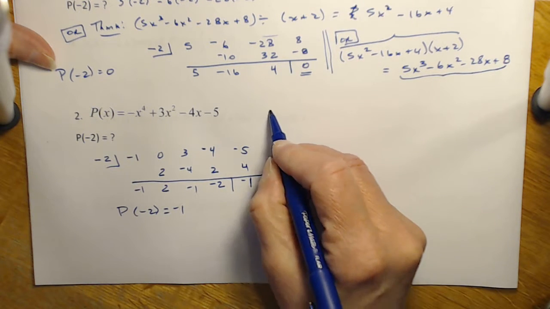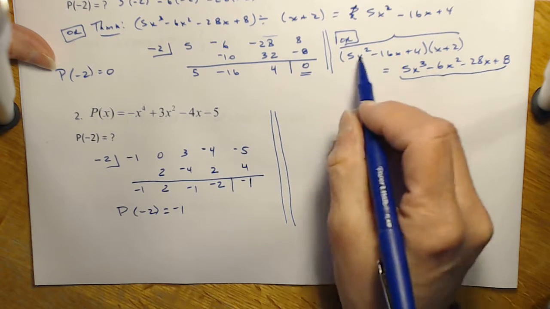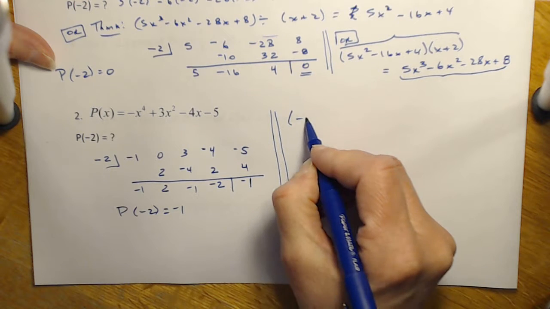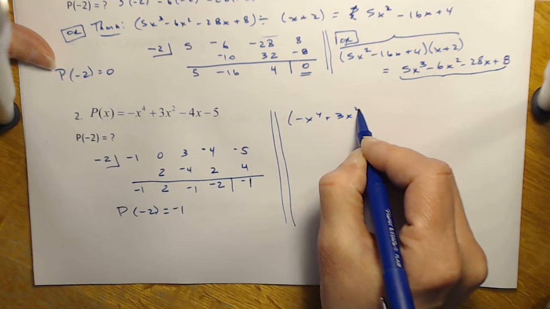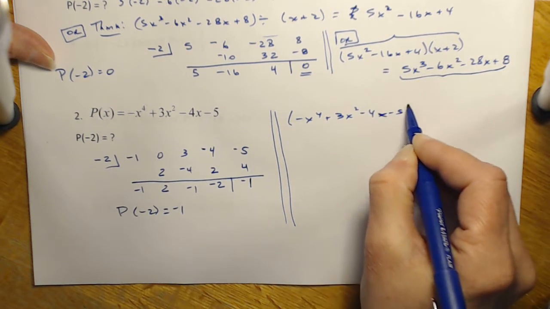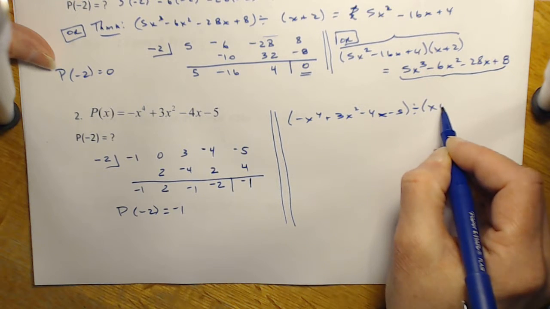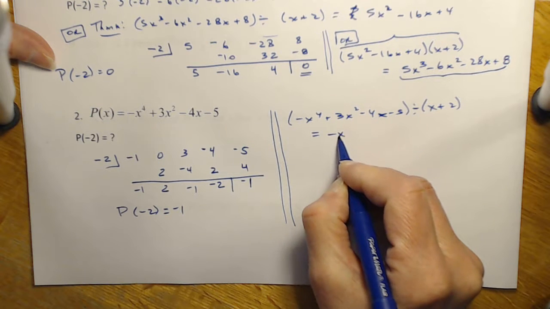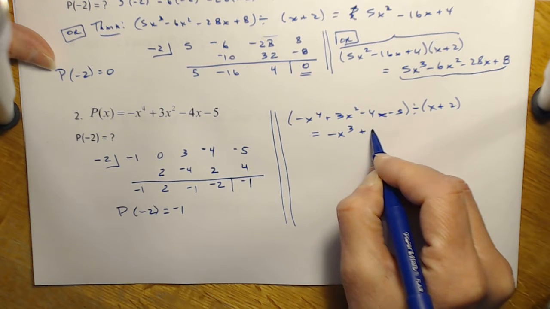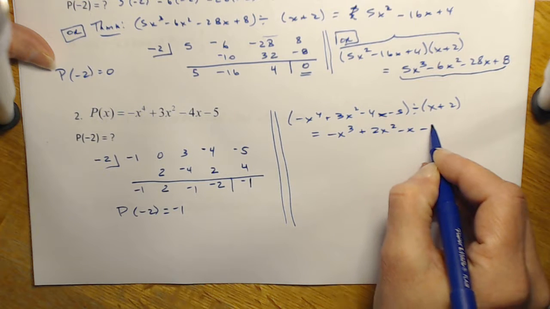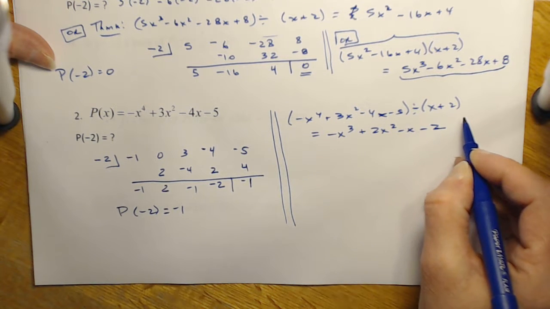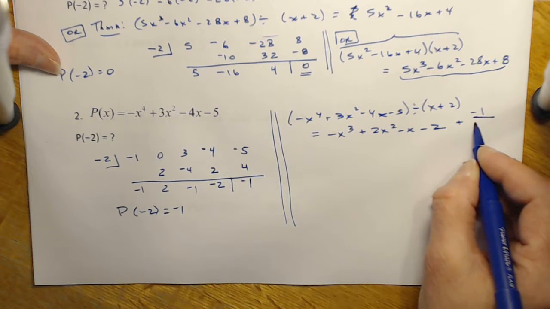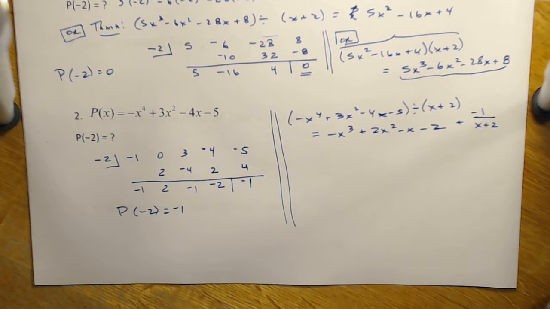Okay, and again, just to sort of see why that's true, we're going to do the same thing we did up here. So when we divided -x to the 4th plus 3x squared minus 4x minus 5, we divided it by x plus 2. By the synthetic, we get this. Remember, the power decreases by 1, so that's -x cubed plus 2x squared minus x minus 2, right? Plus that remainder of -1, which we usually write like this. The remainder over the divisor.